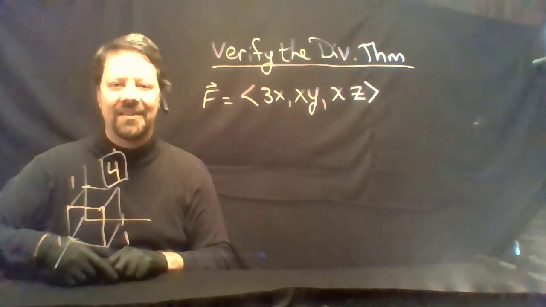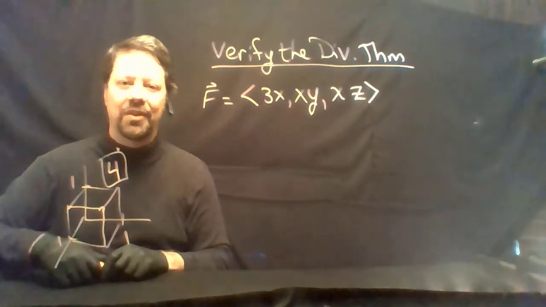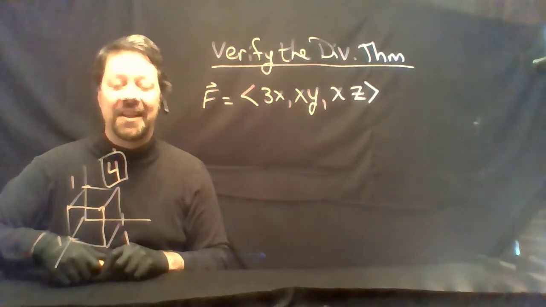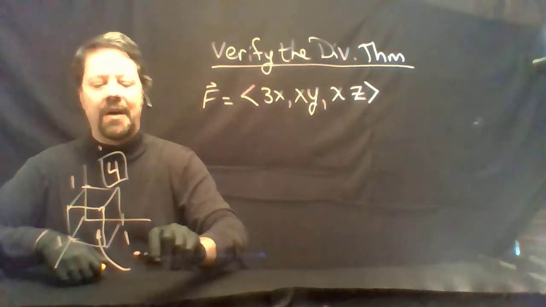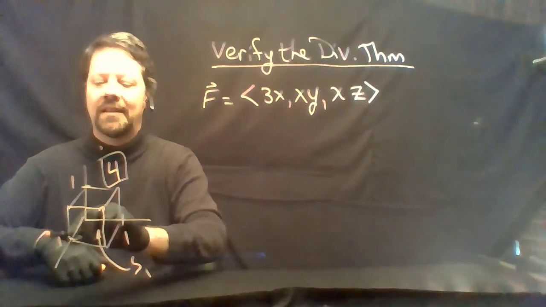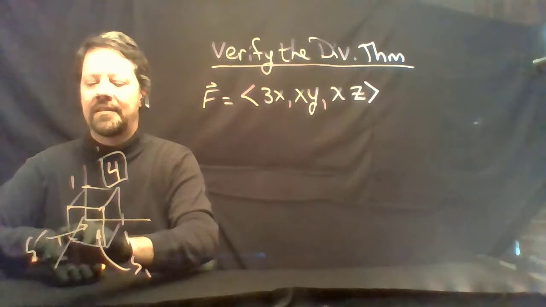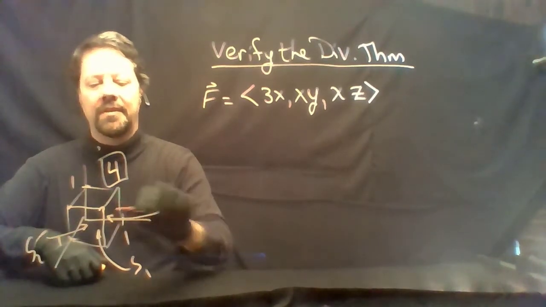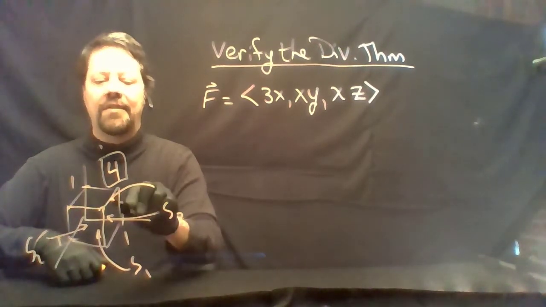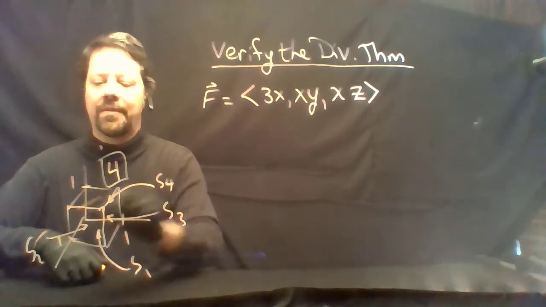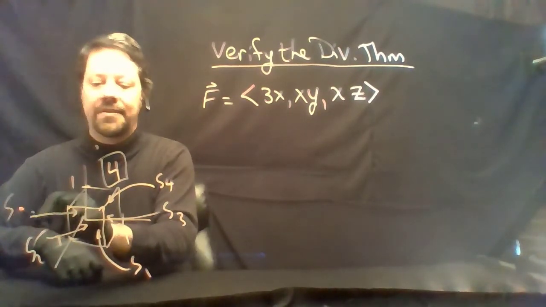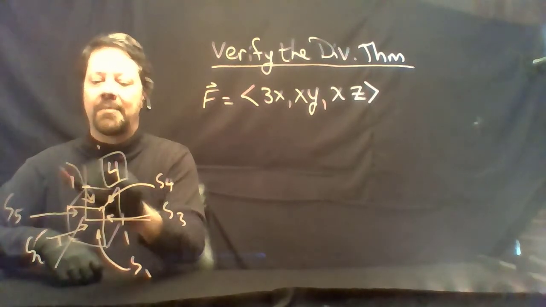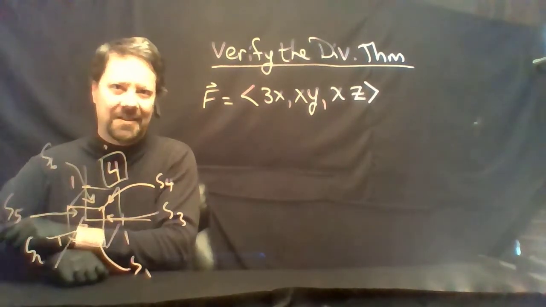For the left-hand side, we have to integrate over the surface of the cube. Unfortunately, there are 6 faces. We'll have on the bottom surface 1, and then on this side surface 2, surface 3 around the back, surface 4 on the left side, surface 5, and then on the top, surface 6.